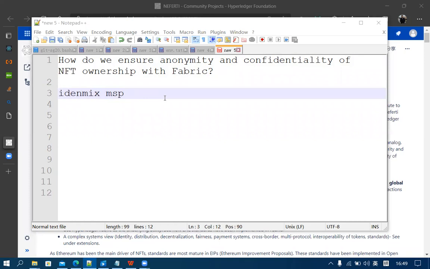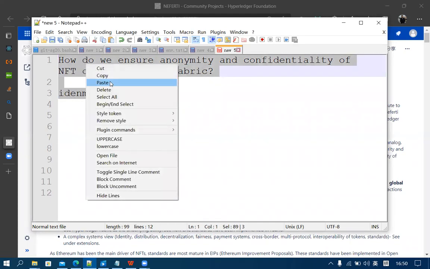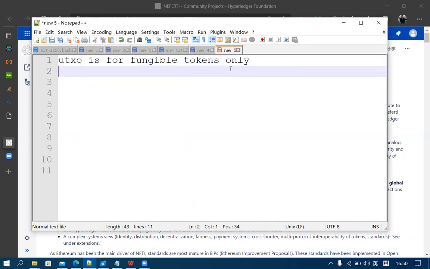UTXO. Okay, UTXO. Yes, UTXO is for fungible tokens only. Yes, for NFT, there's no UTXO.